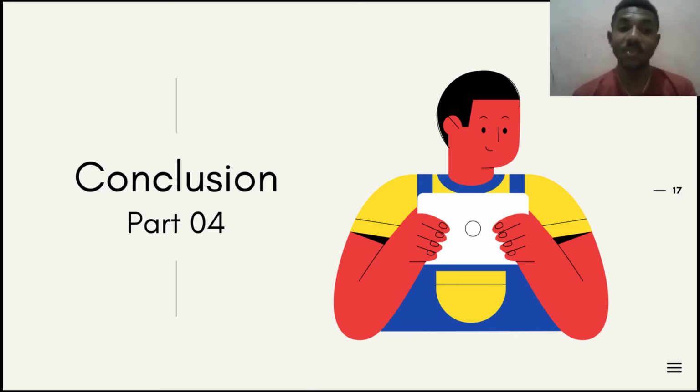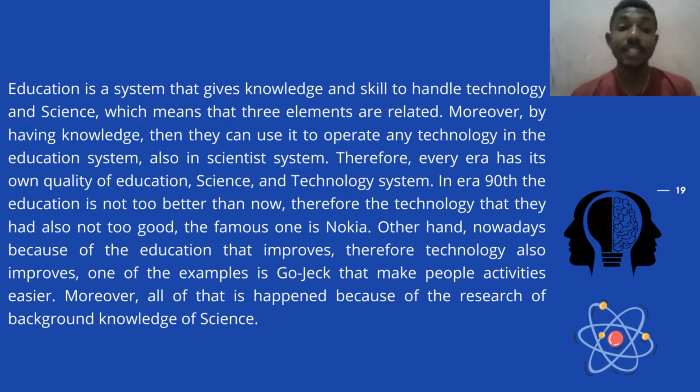Next are the conclusions. Education is a system that gives knowledge and skills to handle technology and science, which means that the three elements are related. Moreover, by having knowledge, people can use it to operate any technology in education systems, also in scientific systems. Therefore, every era has its own quality of education, science, and technology.